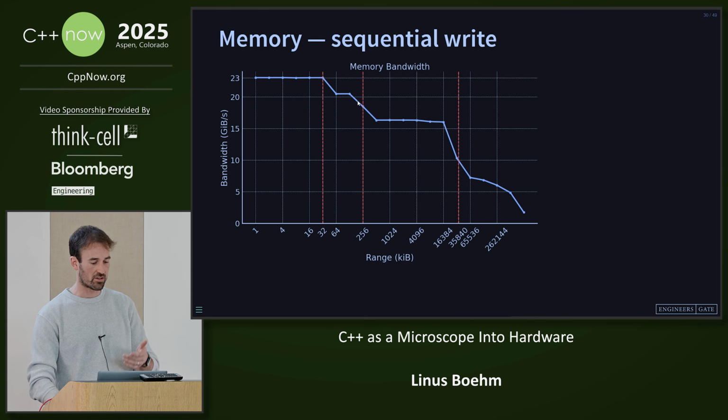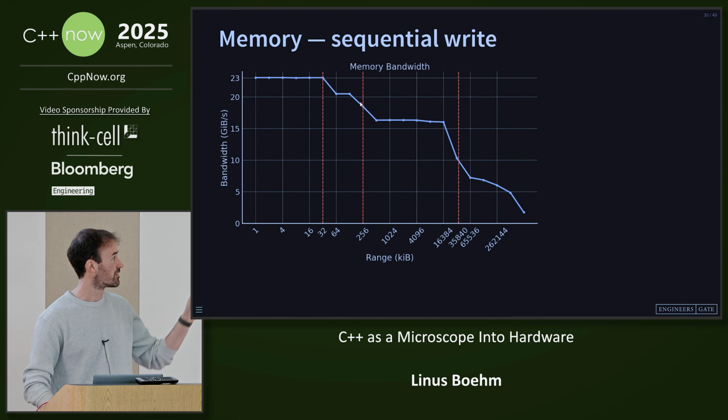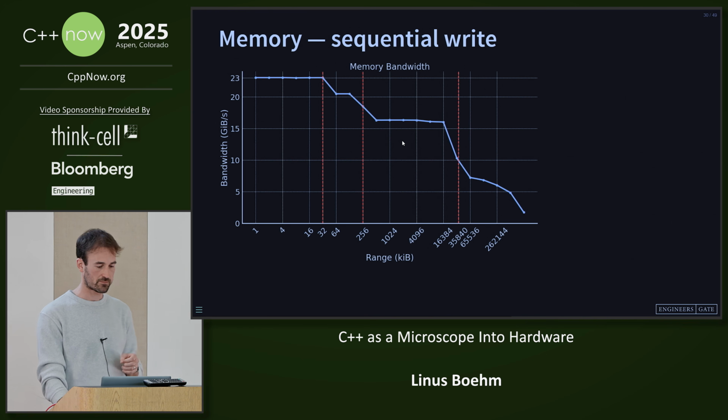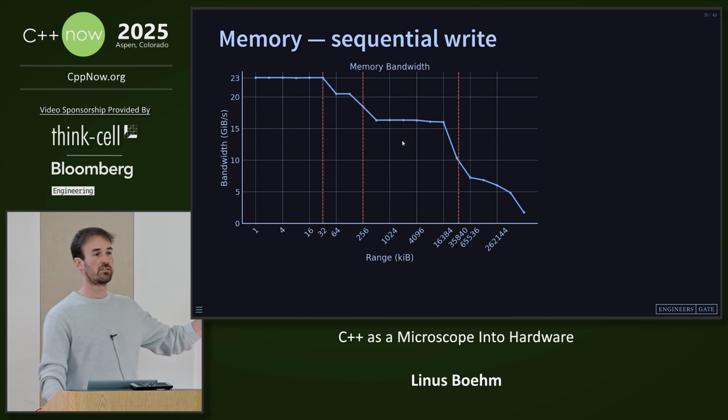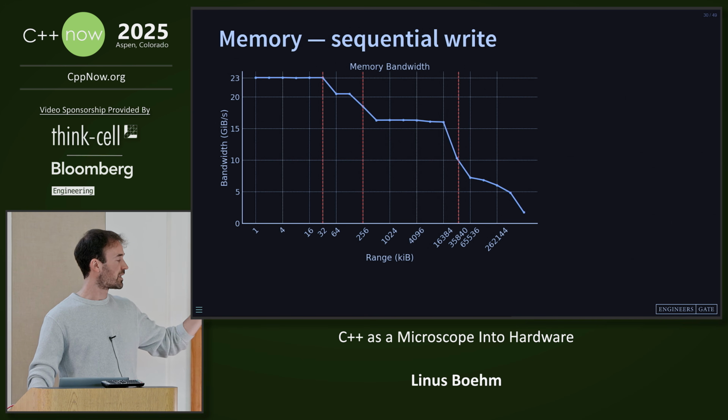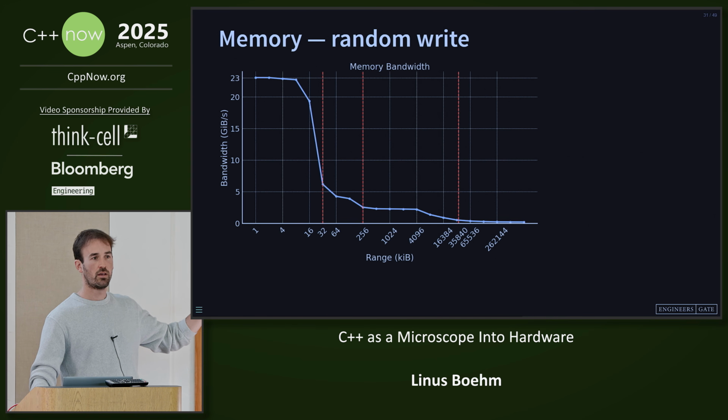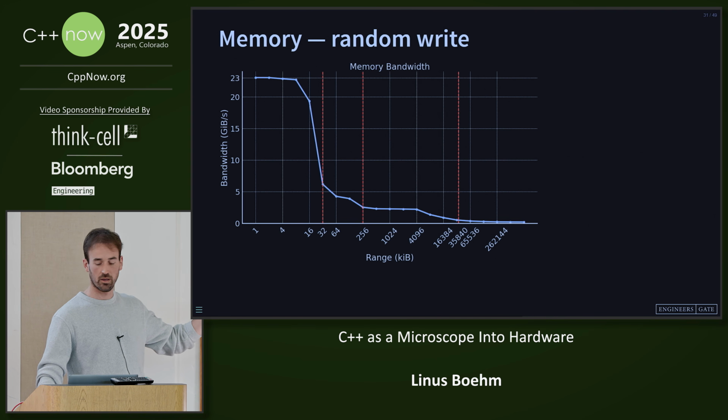And this kind of lines up with what we measured here. This is a kind of coarse measurement, but at least it definitely lines up. Okay, so this was the sequential write. The next measurement I wanted to do was the random write. And this is the result for the random write.